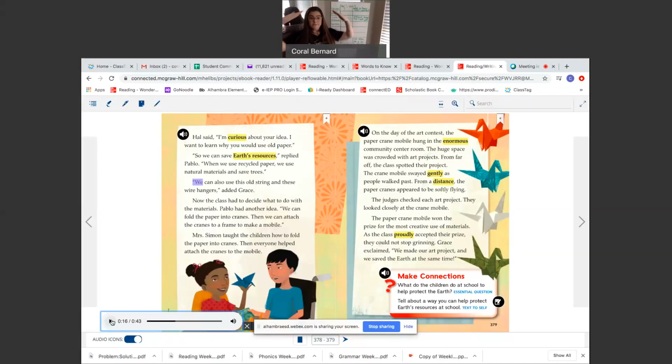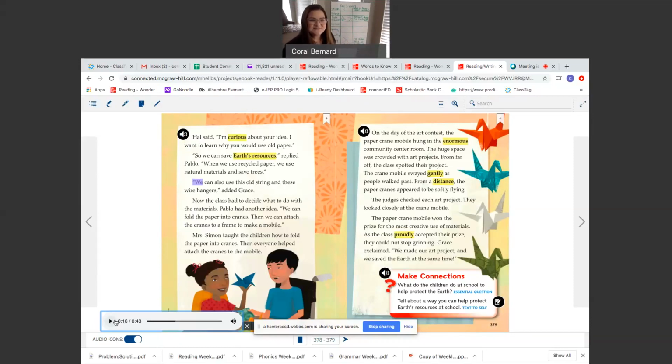I'm going to do like a tree. Earth's resources, natural things that the Earth gives. I'm drawing a tree with my hands. Earth's resources, natural things that the Earth gives. Curious? I want to know more. Supply, a collection of materials. Rarely, not often, not a lot. Earth's resources, natural things that the Earth gives us.